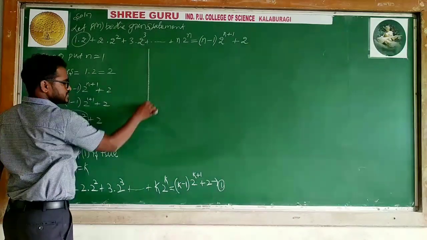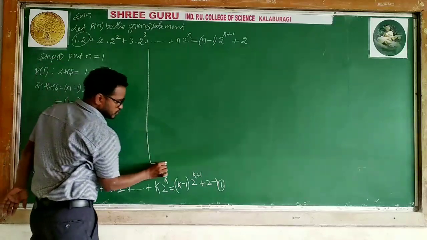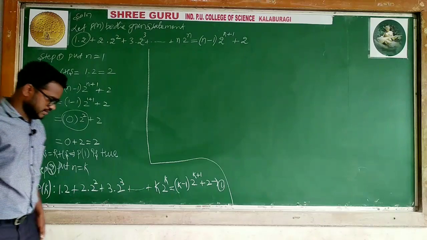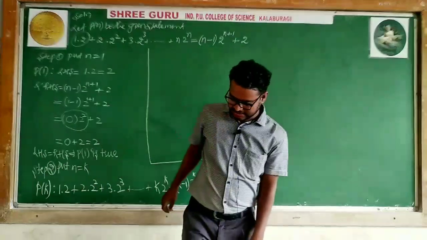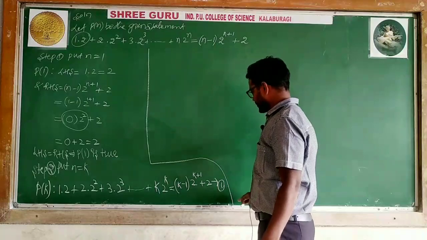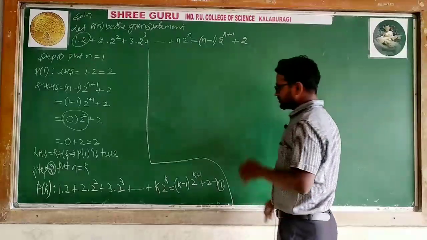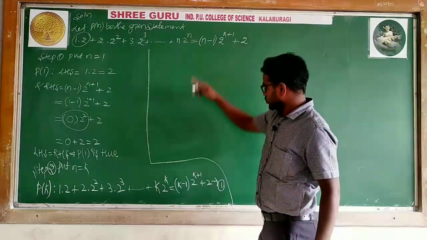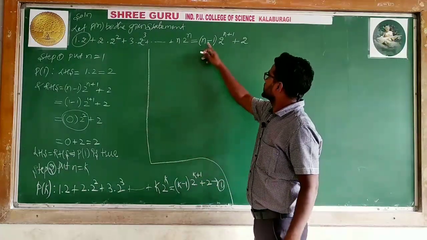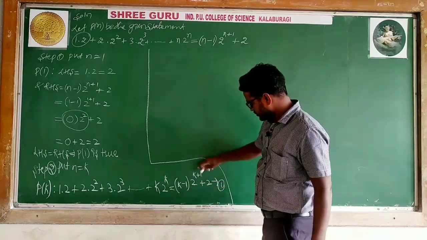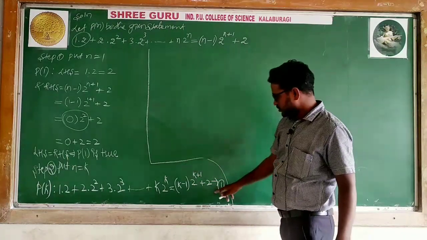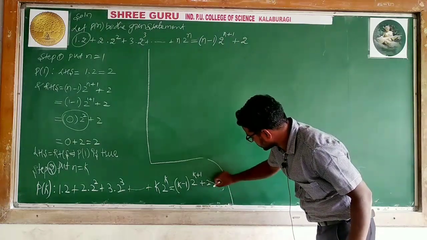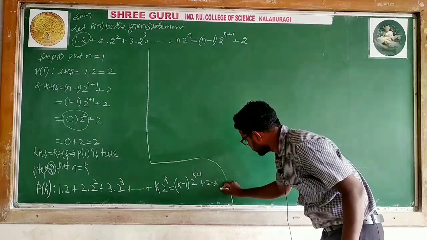I will write here. Don't think bad, I am taking this line like this because I need this whole space to simplify. So k into 2 to the power k is equal to (k minus 1) times 2 to the power k plus 1, and then plus 2. This is considered as equation 1.